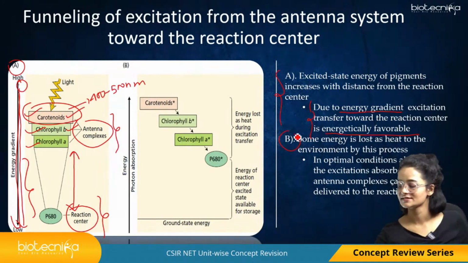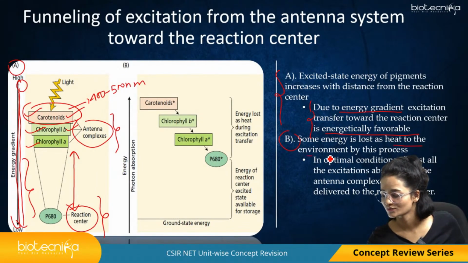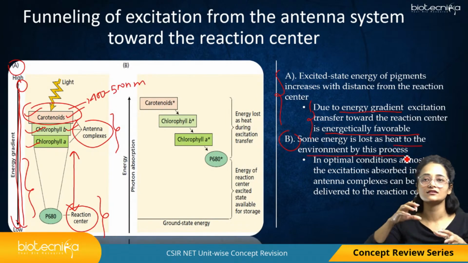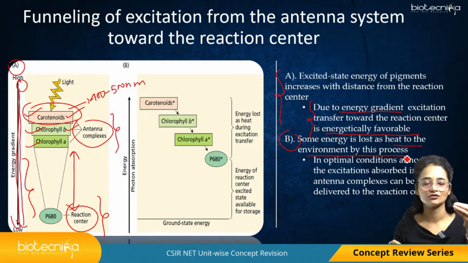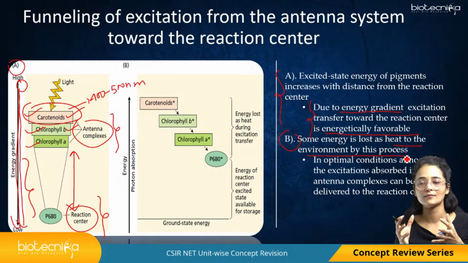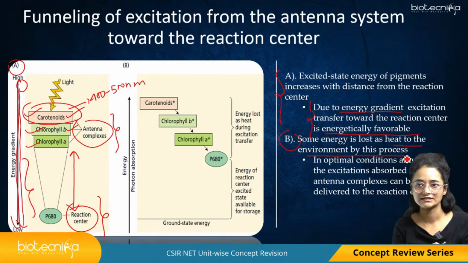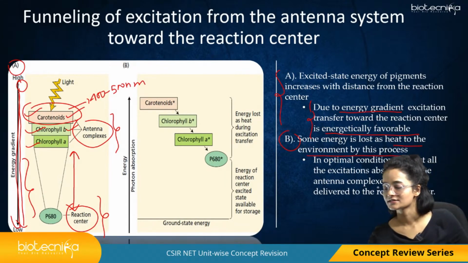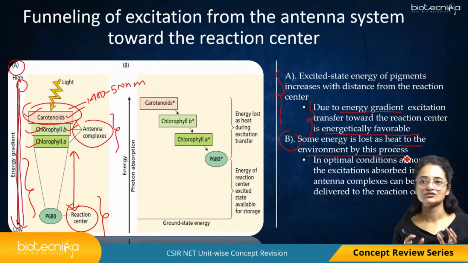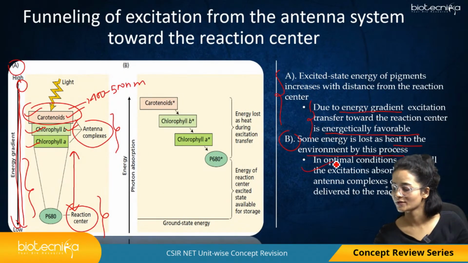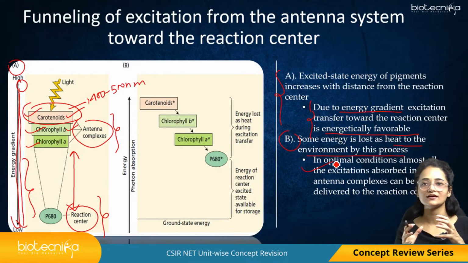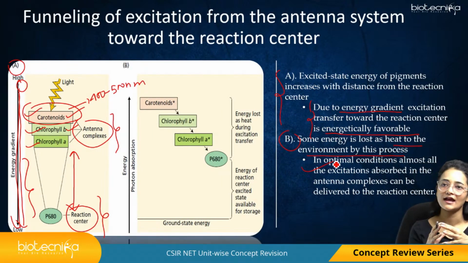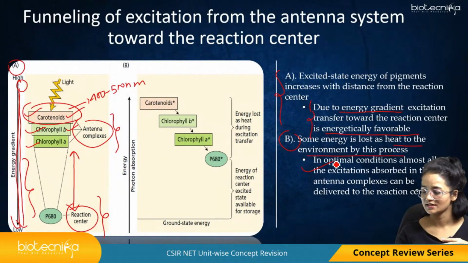Here it says that some energy is being lost as heat to the environment by this process. When the energy is being transferred from these antenna complexes, these pigments, to the reaction center, some amount of this energy is being lost in the form of heat. No photon is being released; it is being lost as heat. And the rest of the energy is being transferred to the reaction center. So in optimal condition, almost all the excitations absorbed in the antenna complex can be delivered to the reaction center, right?